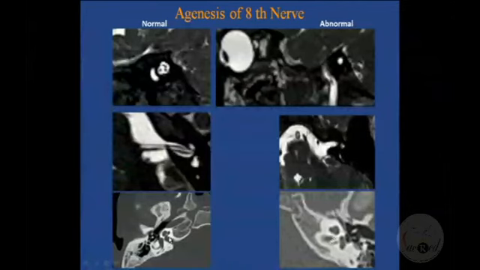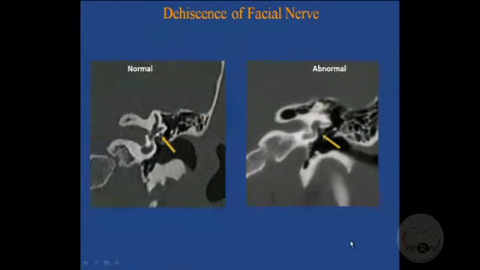And dehiscence of the facial nerve is another entity which I'm sure you're all familiar with. That's the 7th nerve at the oval window, and it should have a good bony covering. That's normal. When the facial nerve does not have a bony covering, it kind of droops and fills up that gap into the oval window. That's dehiscence of the facial nerve.